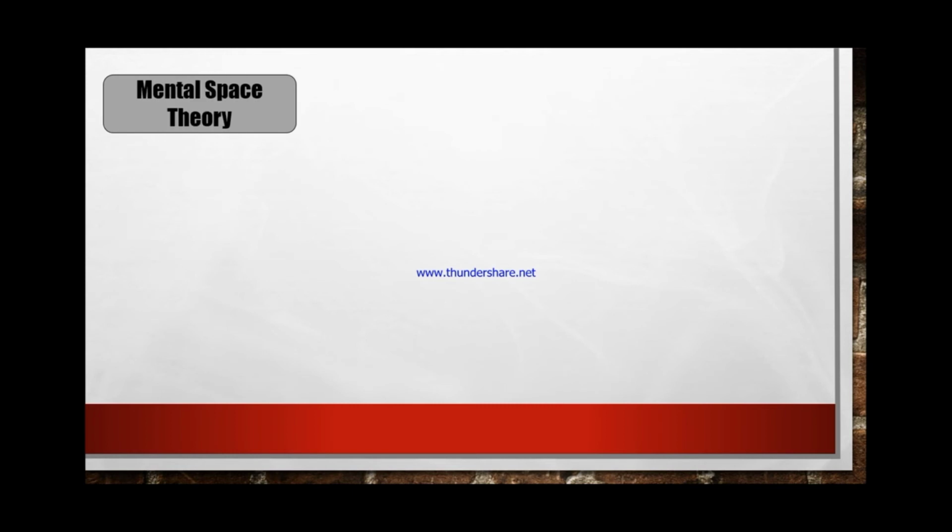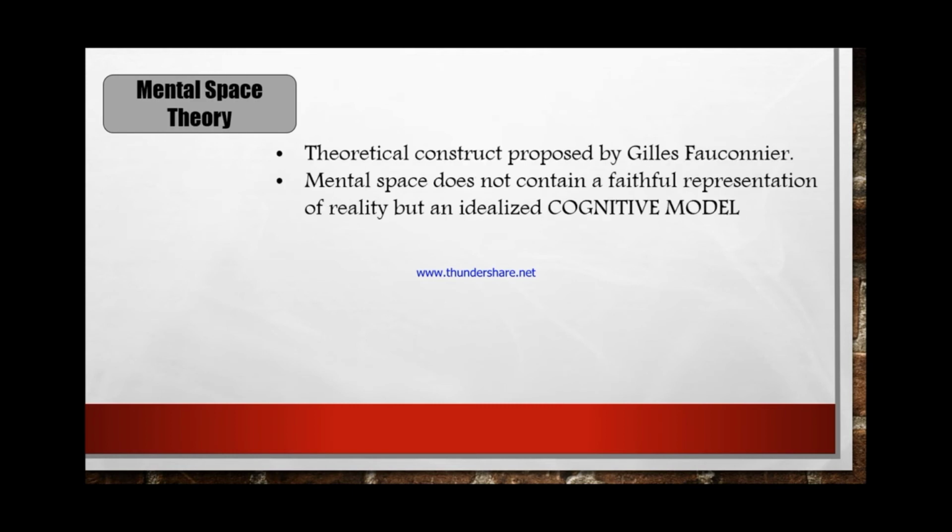Mental space theory. It is a theoretical construct proposed by Gilles Fauconnier. Mental space does not contain a faithful representation of reality but an idealized cognitive model. The main difference between a mental space and a possible world is that a mental space does not contain a faithful representation of reality but an idealized cognitive model.